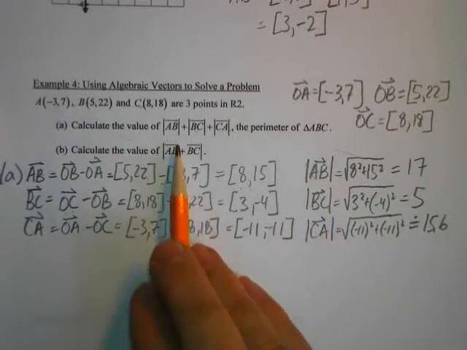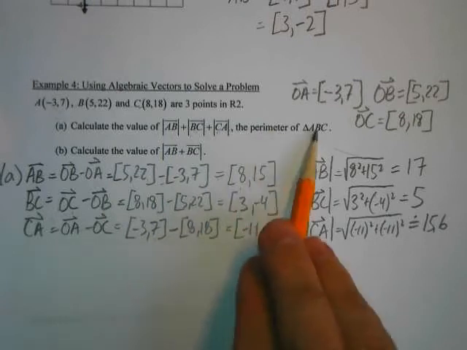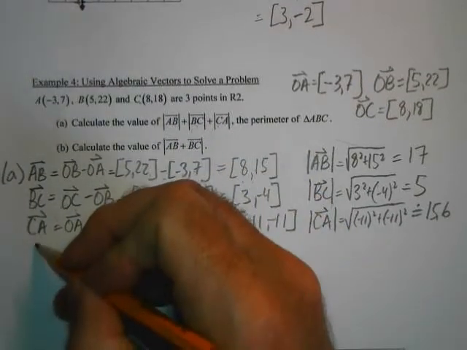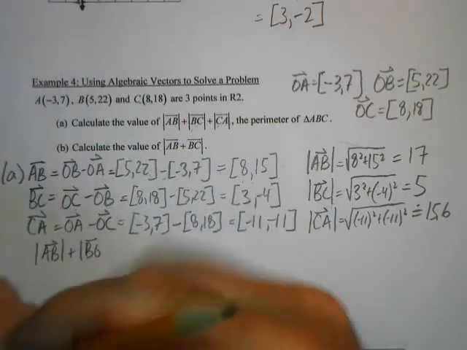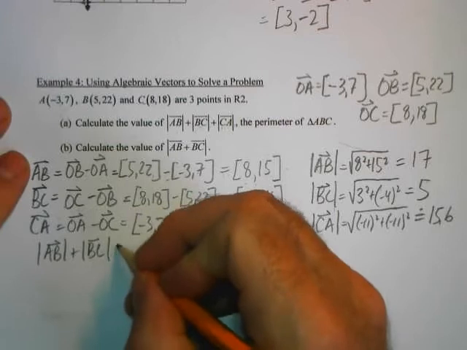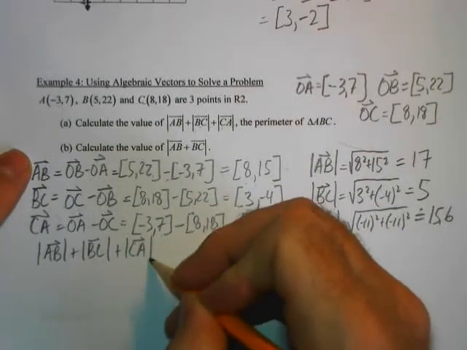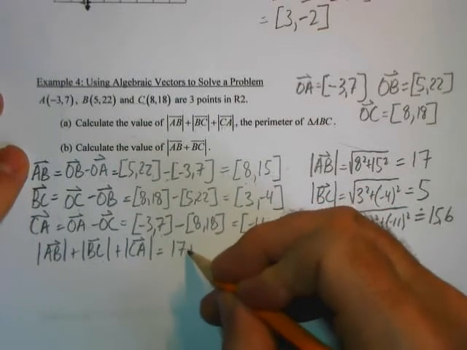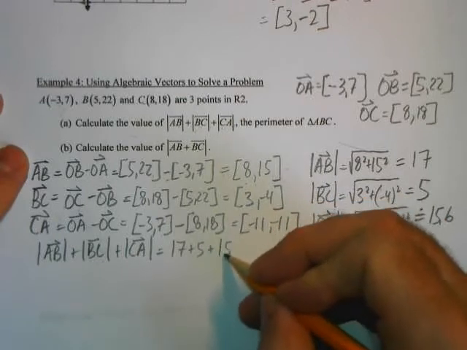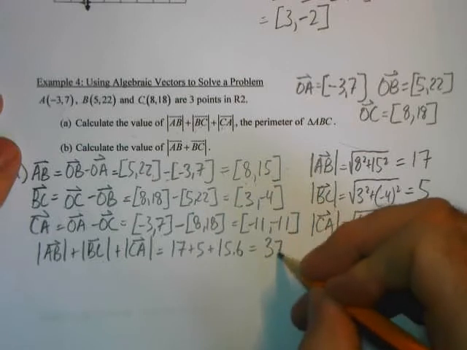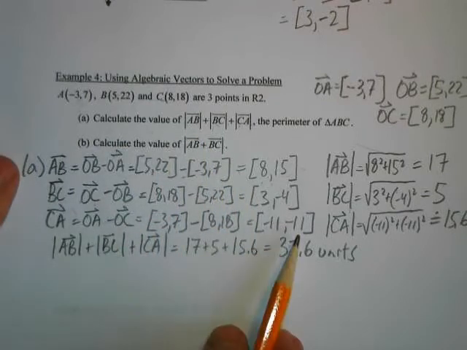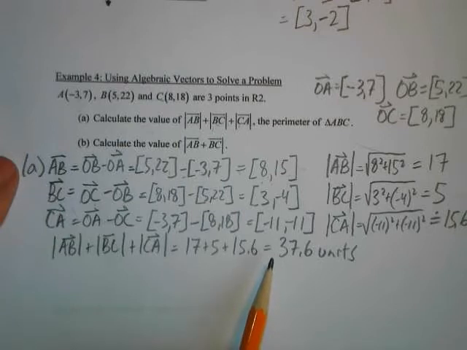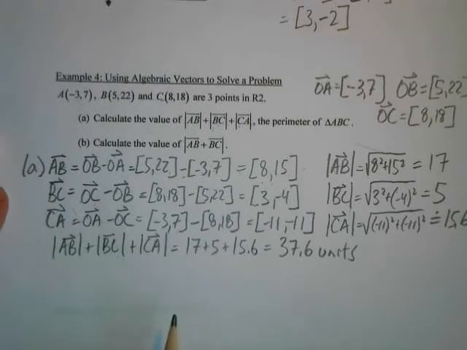Now I've got all three of these values, so all I have to do is the perimeter of ABC is the sum of these three things. So magnitude of AB plus magnitude of BC, plus magnitude of CA. So that's equal to 17 plus 5 plus 15.6 equal to 37.6 units. So that's the perimeter of that triangle. So kind of an interesting way of, the math seems pretty simple, but really a different way of getting it than we did in trigonometry or earlier on before we did trig.